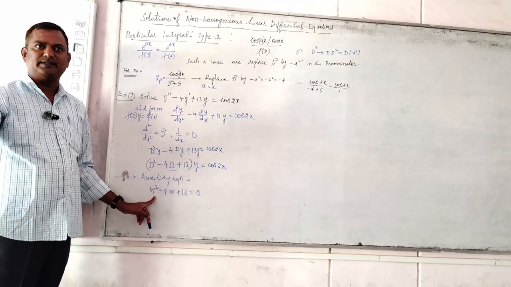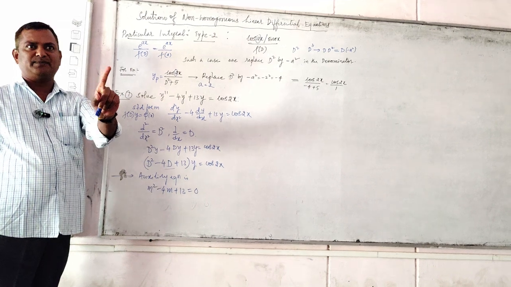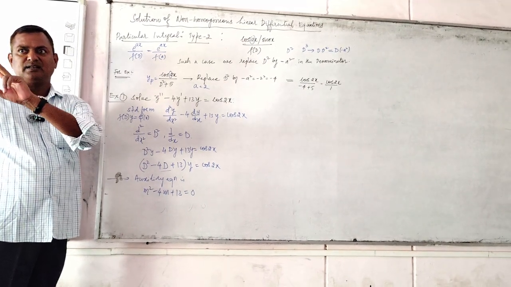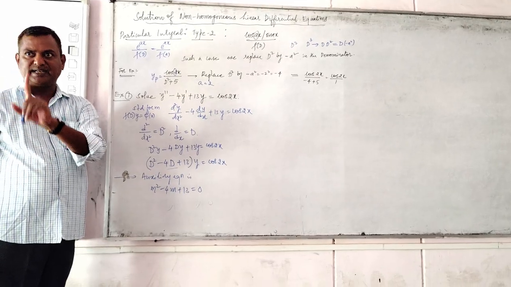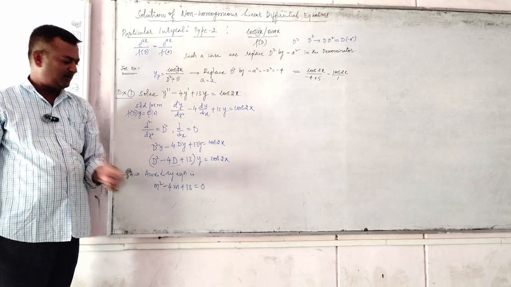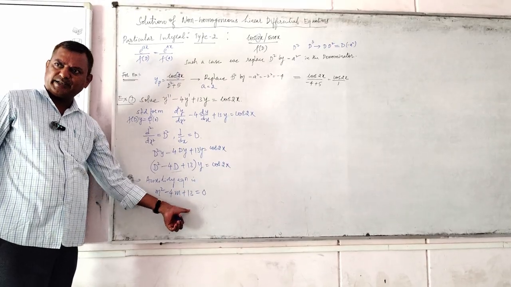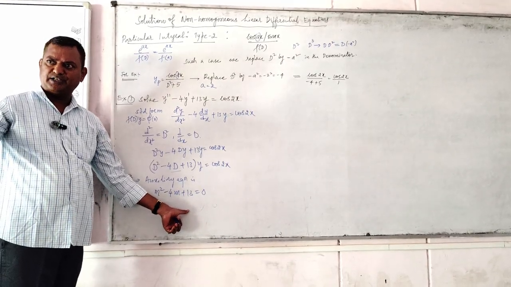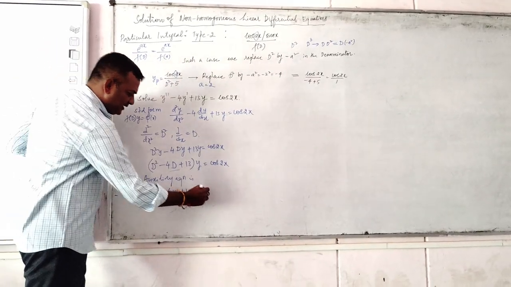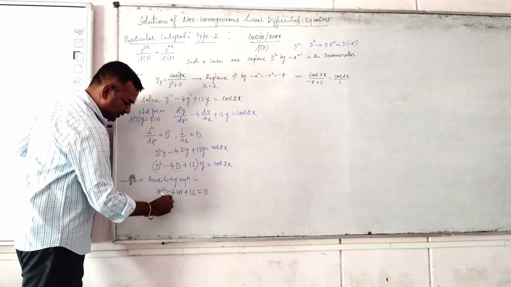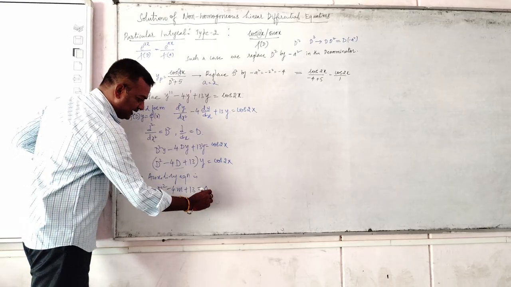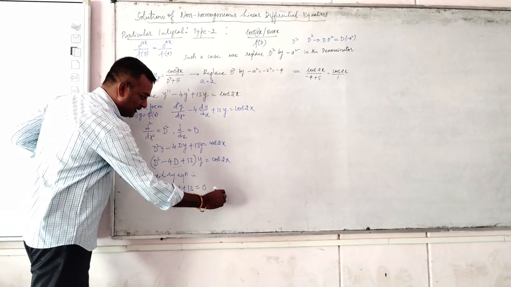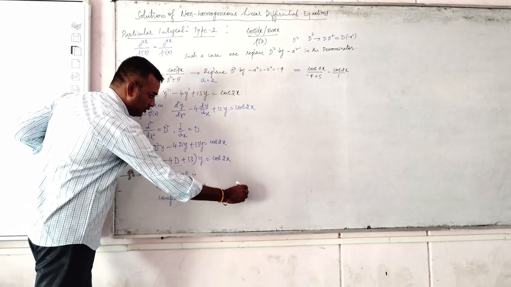We have two methods. One is the factorization method, another one is Sridhar's formula. Factorization method doesn't work here. We are going for Sridhar's formula. So first compare this with am square plus bm plus c is equal to 0.